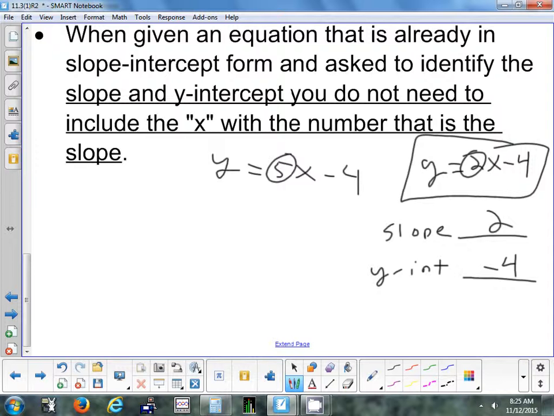If you put the x with the slope, if you say the slope is 2x, I'm going to mark that wrong. Okay, slope, just a number. Y-intercept, just a number. You're going to be able to use your reference sheet that Mr. Roy's making. Yep, you can use that on the test. All right, any questions? Does everybody have that copied down?